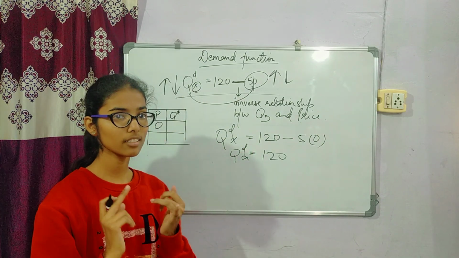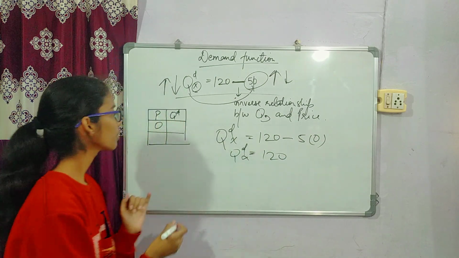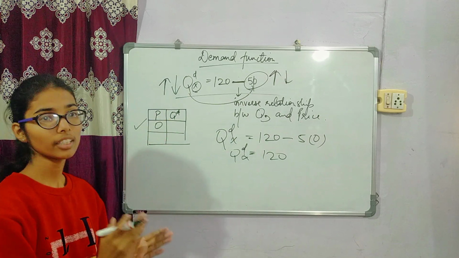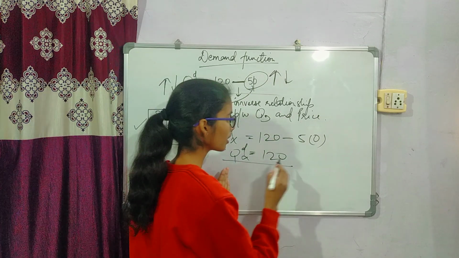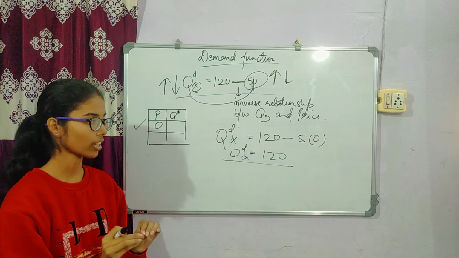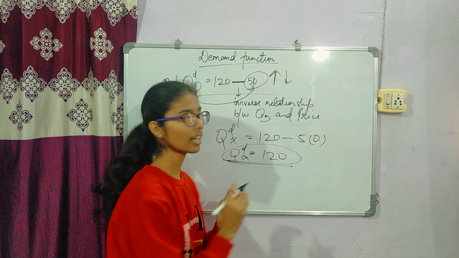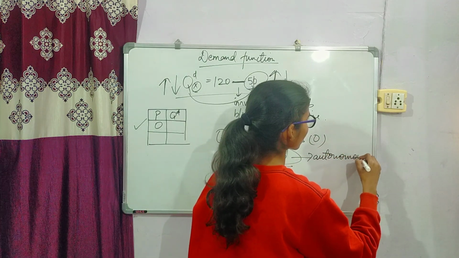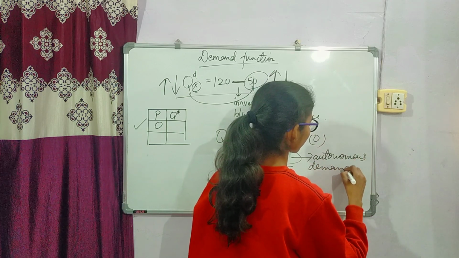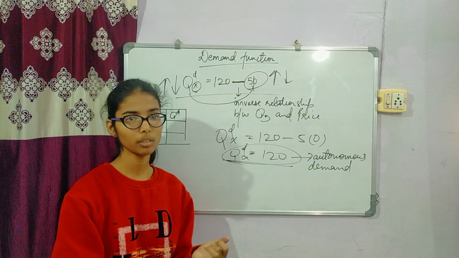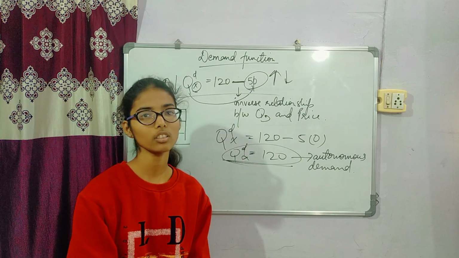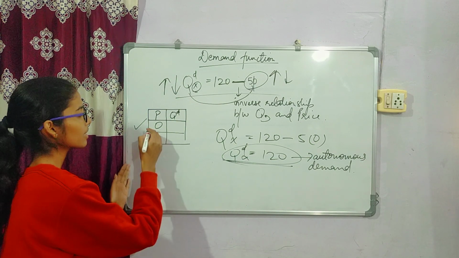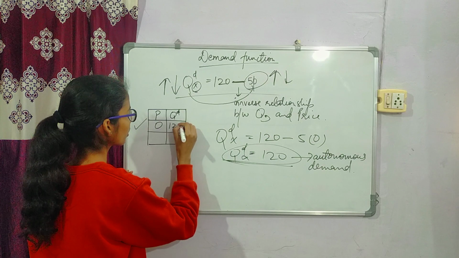Now the important thing is that when the price of a particular commodity is 0, even at that point of time some quantity is demanded in the market. So what is this demand called? This demand is called autonomous demand, where the price is 0 and the quantity demanded is still in the market. So when we put price as 0, the quantity demanded is 120.